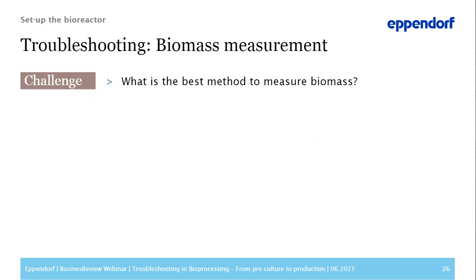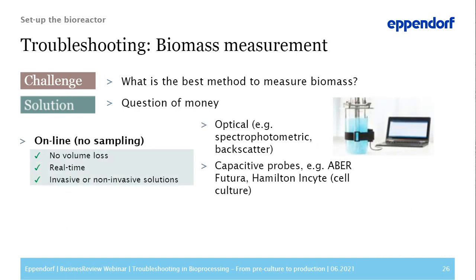Another big question is, how do we measure biomass in the run? So again, this largely depends on the process requirements and budgetary restrictions. There are two methods to measure biomass. One is the online method, which requires no sampling, meaning that it involves the use of inline sensors that can be either invasive or non-invasive. Now, these sensors will read biomass in real time and provide feedback to the controller, which can then be used to set up any automated feeds or other controls.